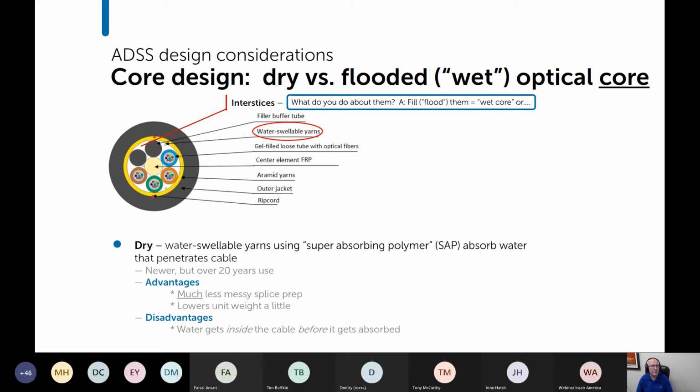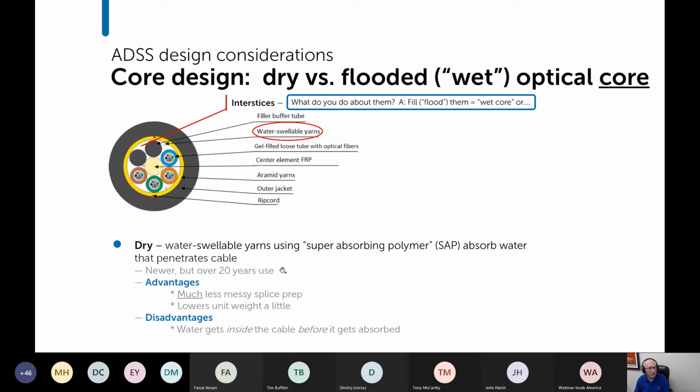And you've got two choices. You've got a dry choice, which we'll talk about first, but you've also got a wet choice where you flood these, you fill these interstices. So dry, we're going to talk about first because it's become the norm in the United States.